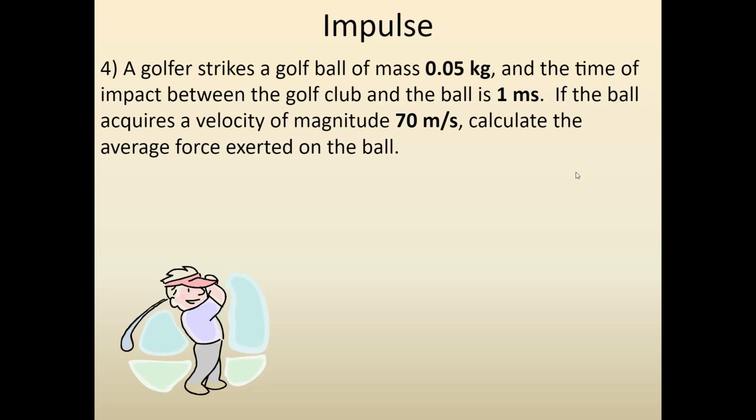All right. So here we go. They give us some information. They give us the mass, they give us the time, and they give us the initial and the final speed. And they want us to figure out the average force.